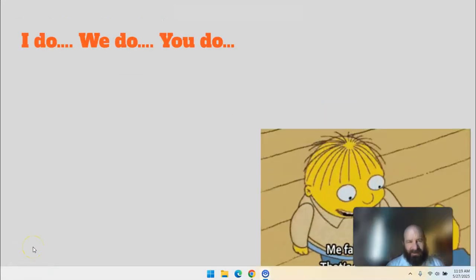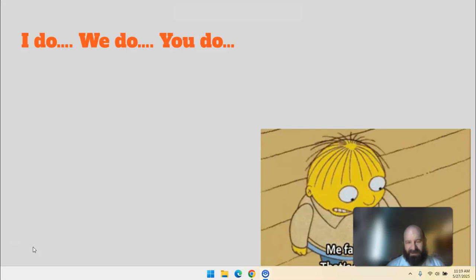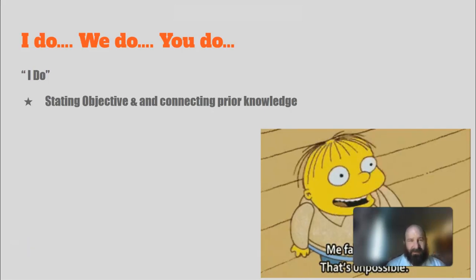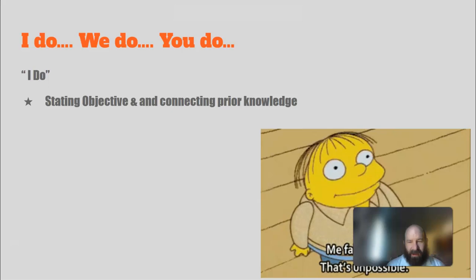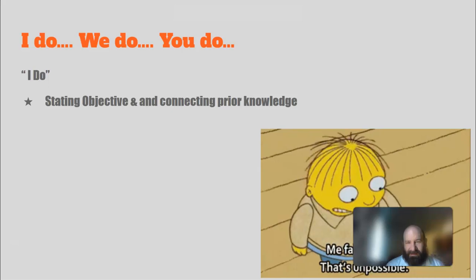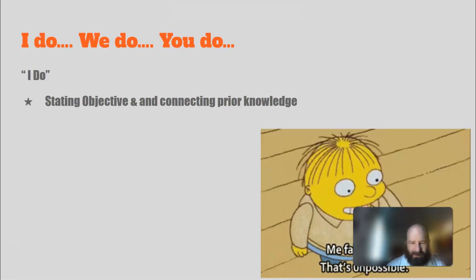So right now we're going to jump into what I do, we do, you do is. So it starts with the I do. This is teacher-led. The students should be 100% focused on the teacher. So the teacher starts with stating the objective. What is it the students are learning today? What is it you're going to cover? And then in there, you need some kind of baseline so that you can connect what the students already know to what they're going to learn.